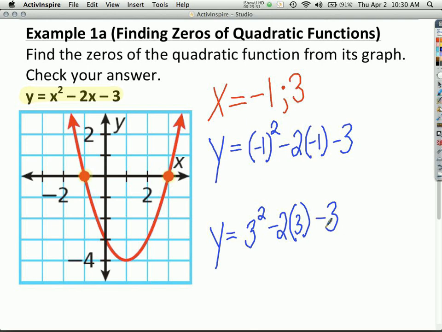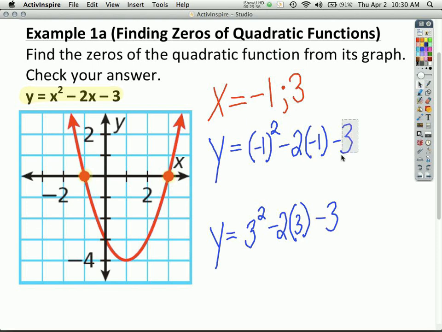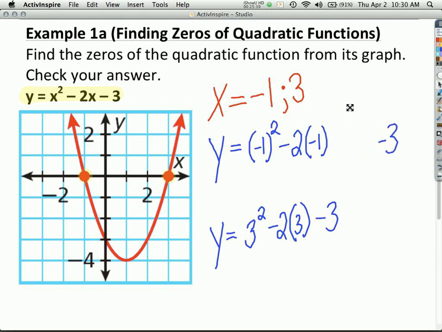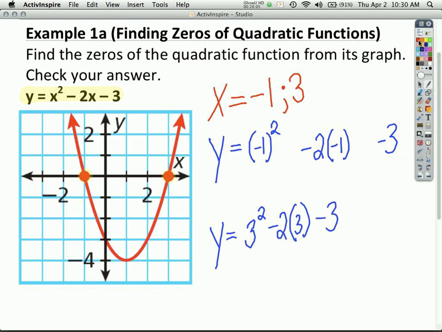A lot of this can be done with mental math as long as you do things properly. And this can get a little difficult, so what I would encourage you to do is look at it like this. That's a -1 squared, that's a -2 times a -1, and that's a -3. Do some mental math. That's a +1, that's a +2. +1 and +2 is 3, plus -3 comes out to 0. So this one works. That works.